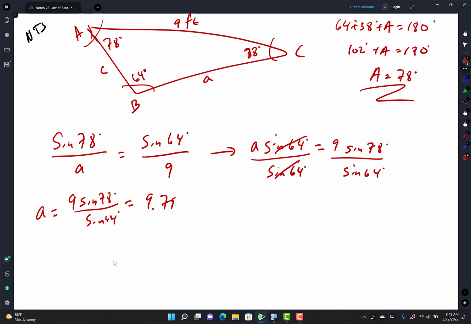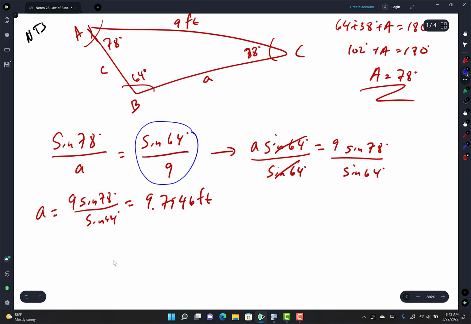9.7946. Is that what you guys got? And I need units. Feet. Now I'm going to find little c. I already found little a. I'm still going to use, yes, you can use little a if you wanted to, but I'm still going to use sine 64 over 9 because that's a perfect integer. And I don't want to round, I want my number to be perfect.